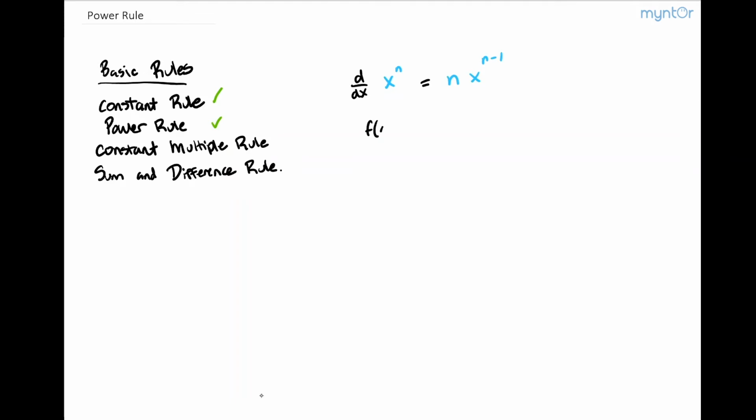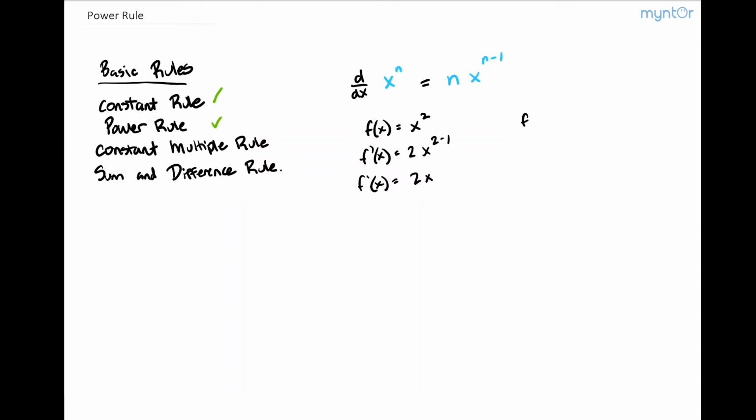Let's say that we have a function f of x is equal to x squared. F prime of x is going to be equal to 2 times x raised to the 2 minus 1, or f prime of x is equal to 2 times x. Let's go ahead and look at another example.